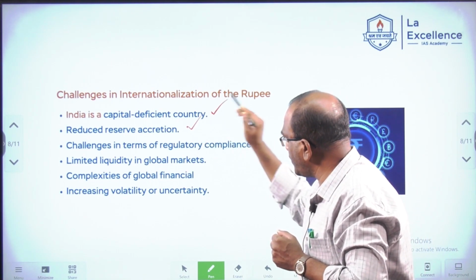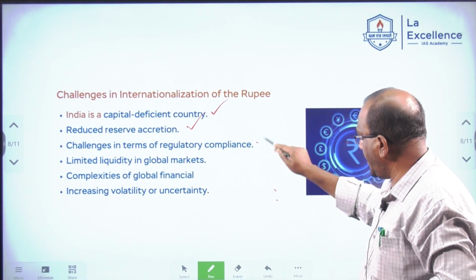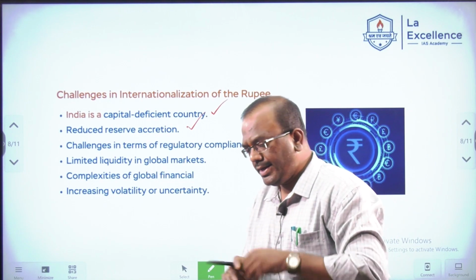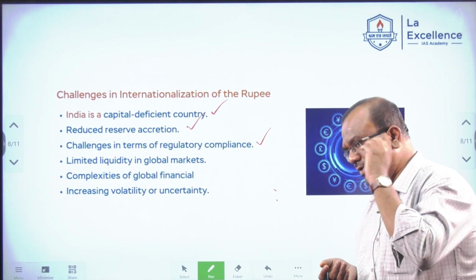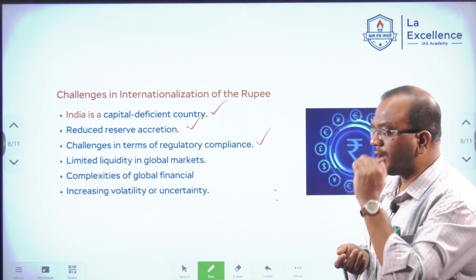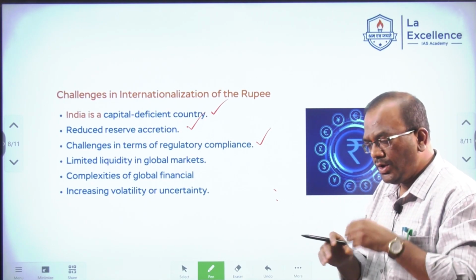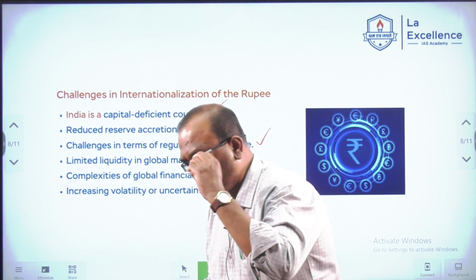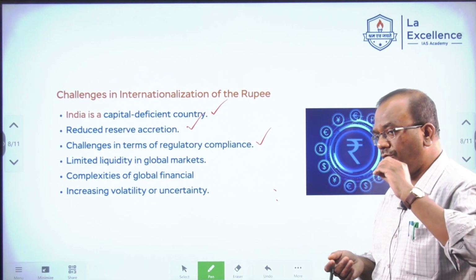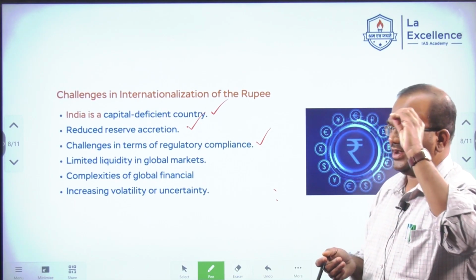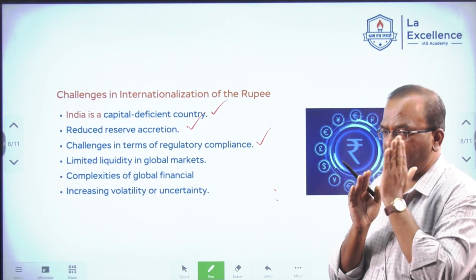Reduced reserve accretion, that's dealing with your foreign exchange reserves. Challenges in terms of regulatory compliance. Now, the Reserve Bank of India maintains foreign exchange reserves and deals with exchange rate management. With the rupee becoming a global currency, what kind of changes in regulation have to be brought about? What are the changes to be introduced by the Reserve Bank of India? The Reserve Bank of India has to work in coordination with organizations such as the IMF and the central banks of other nations. And within India also, what kind of regulatory changes have to be introduced?